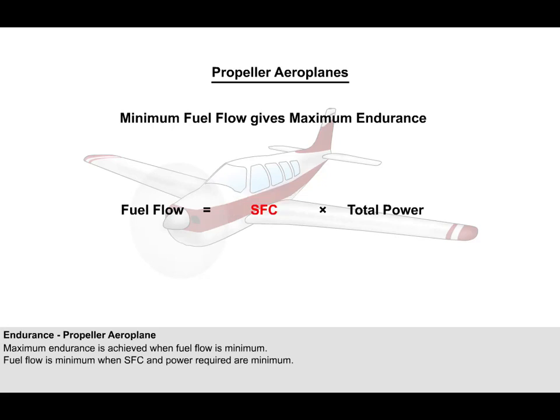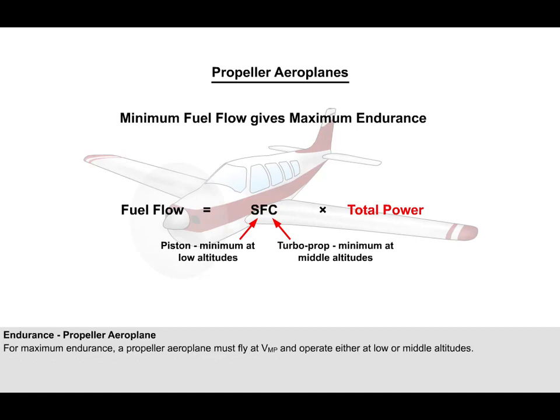Fuel used per unit power, as you already know, is called specific fuel consumption. This value needs to be small, but for the majority of propeller aeroplanes the value is more or less fixed. However, in very general terms, it is safe to say that for piston engines, specific fuel consumption is a minimum at lower altitudes, whereas for turbopropeller engines, specific fuel consumption is a minimum at middle to high altitudes.